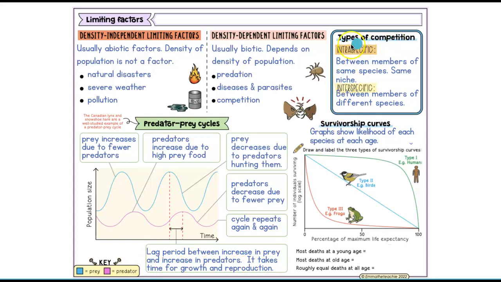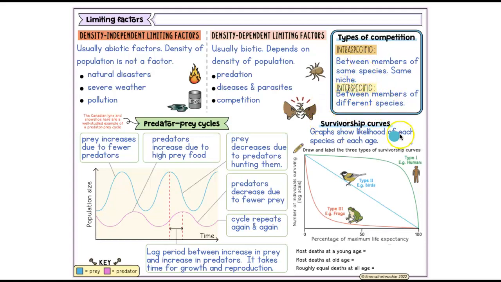The types of competition, which is kind of an important part, if there is competition, would be intraspecific, which is between members of the same species and the same niche, or you have interspecific, which is between species, or members of different species. So kind of think international, in between members of different species, where intra is the same species.